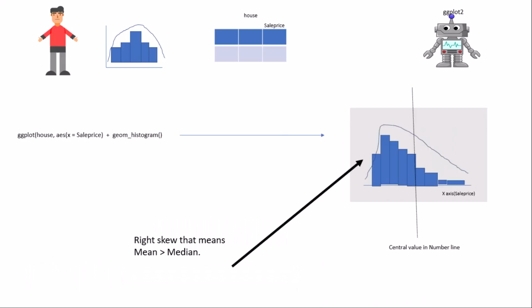Here I use geom underscore histogram. It means I am telling ggplot, hey, make a histogram for me. When you run it, it creates a histogram for you. Now you are able to see the histogram graph. As you can see, this is right skewed. That means the mean is greater than the median in that scenario. And in this screen, you can see that this is right skewed from the central value in the number line. These all things I will show you in R.